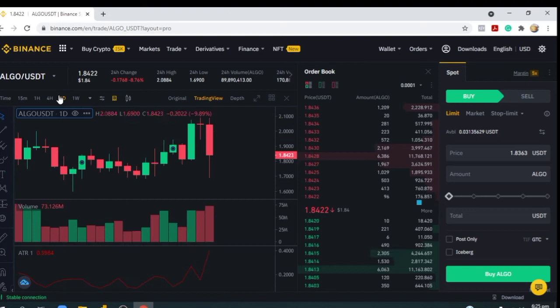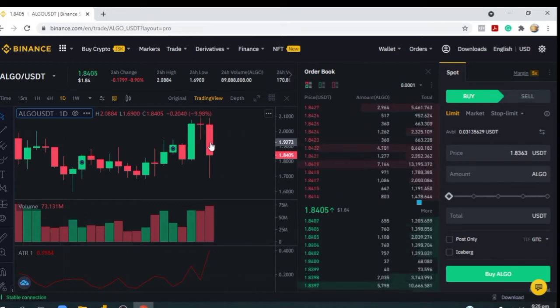So that is it. In a candlestick, there are usually two main parts. Right here is what we call the body, and this part is called the wick. So we have the body and the wick. We have a wick to the downside and a wick to the upside. And there are usually four data points on a candlestick.